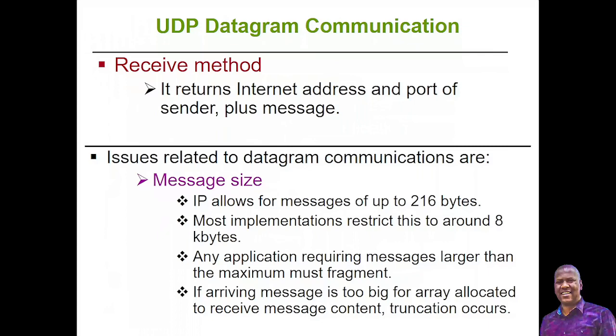We also have the receive method and the message size. When datagram communication is established, there are some limitations related to its use. It only allows up to 2^16 bytes of data. If an arriving message is too big for the array allocated to receive the message content, truncation occurs. So any application requiring messages larger than the maximum must fragment them.